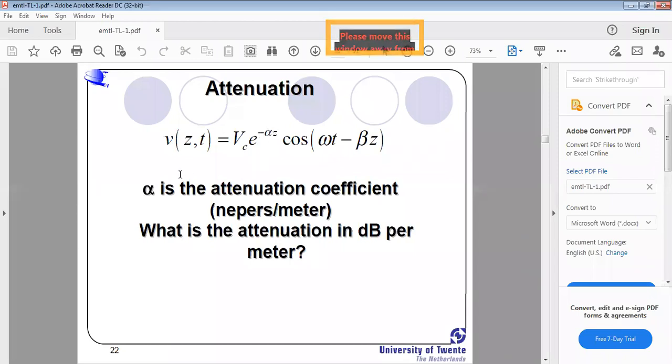Alpha is called the attenuation coefficient. It is measured in Nepers per meter. What is the attenuation in decibels per meter? Here they raise the question in terms of decibels, with the 8.686 dB notation. Conversion: 1 Neper equals 8.686 decibels.